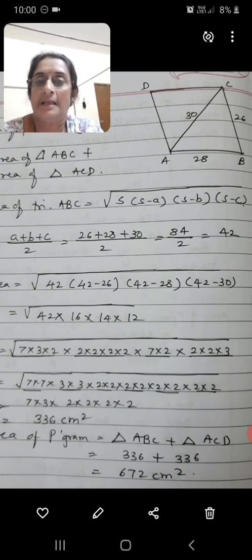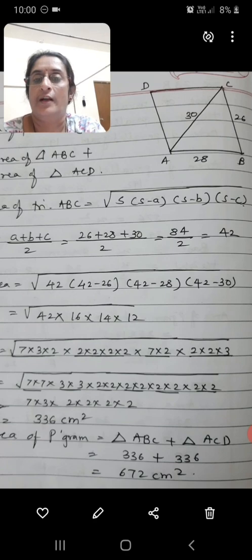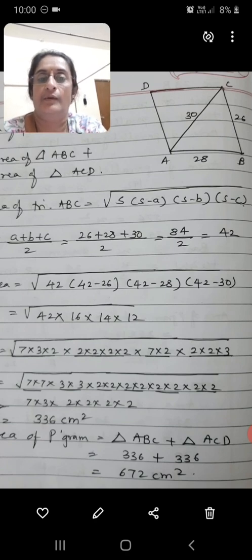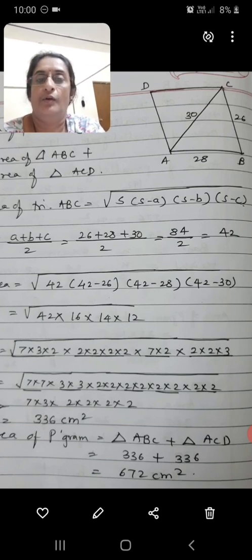Now here S is the semi-perimeter. Semi-perimeter means half of the perimeter. So what is the perimeter of this triangle ABC? Add all three sides, that is 28, 26, 30, that is 84, and you have to divide it by 2. So that is 42. So 42 is the semi-perimeter, that we are going to use as S. Now S minus A, where A is any one side, B is the other side and C is the third side. Now we are going to consider A as 26, B as 28 and C as 30.